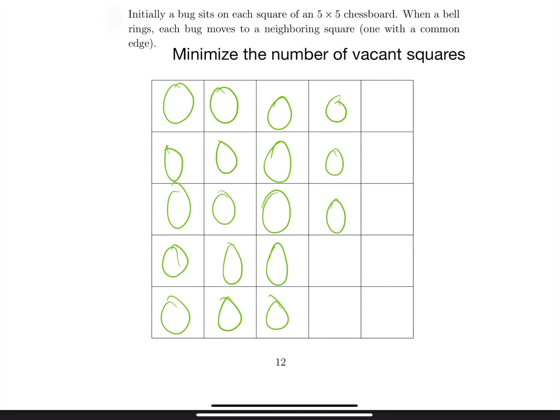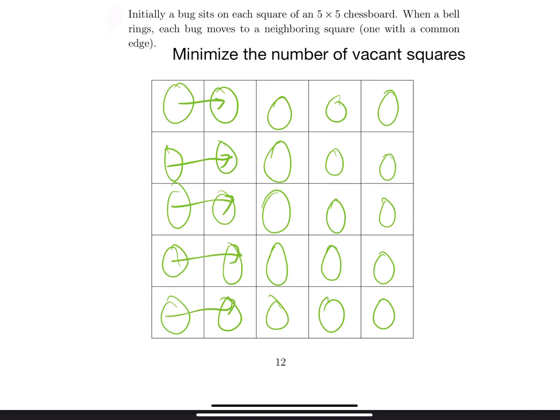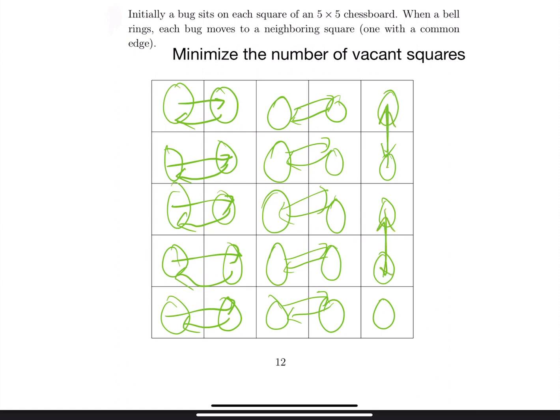Let's try. What if we say to move all these bugs in the first column to the second column and all the bugs in the second column to the first column, like that. Okay, so that gets rid of this, so there's no vacant squares there. Now, what if we do the same thing here? Okay, so then still no vacant squares, but what about here? Let's try there, okay?